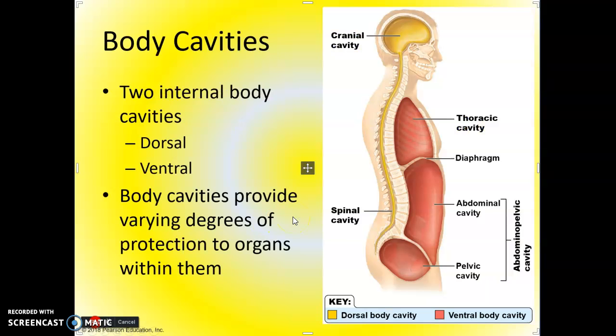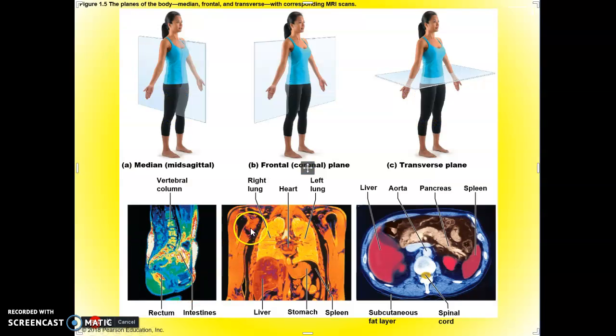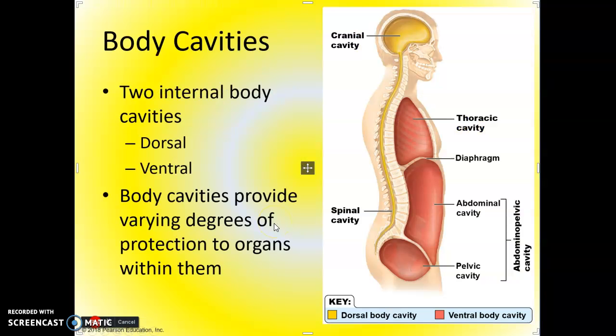All right. But going back here real quick, you can see these different spaces within the body where things are found. We call these body cavities, and we recognize a few different body cavities. There are 2 internal cavities that we call the dorsal cavity and the ventral cavity. The dorsal cavity is in yellow here, and it contains the brain and then runs all the way through the spine for the spinal cord.